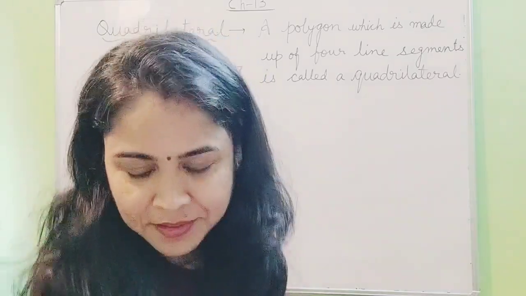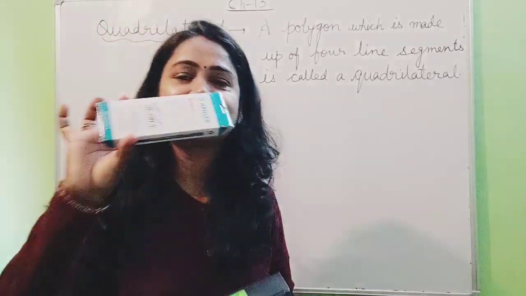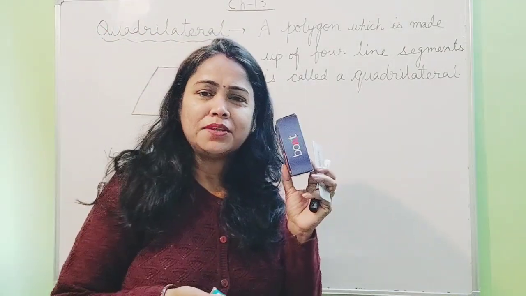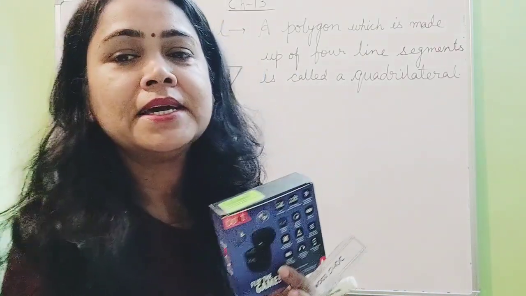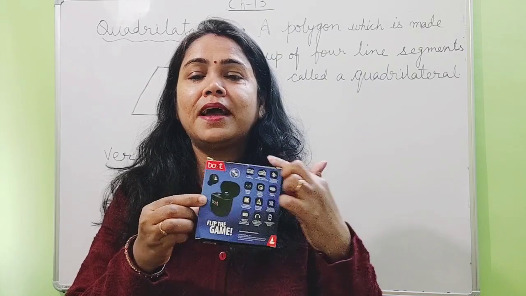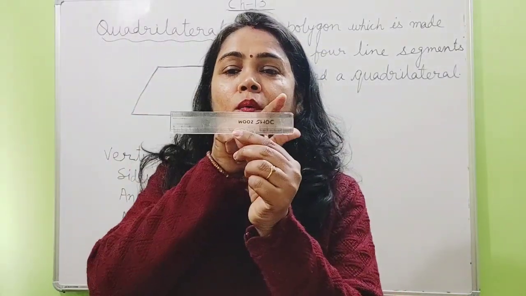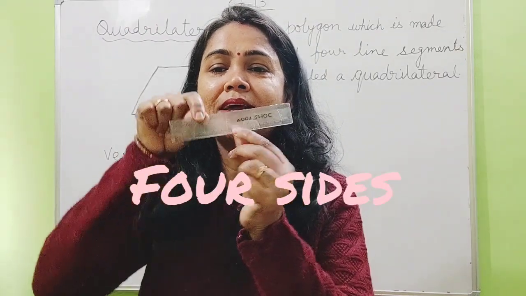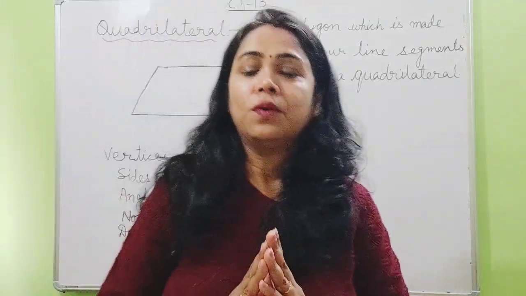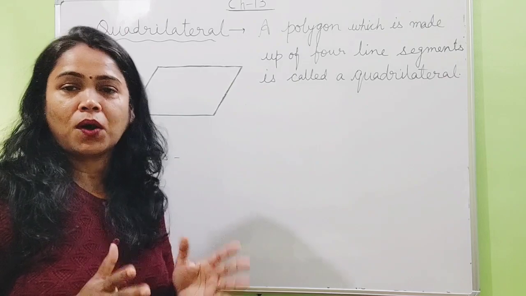Any figure, this ruler, any box, your pen box, all are in different shapes, and you will find that each has four sides: one side, two sides, three sides and four sides. Similarly, in your ruler you will find one side, two sides, three sides, four sides. So, what are the shapes which have four sides called?